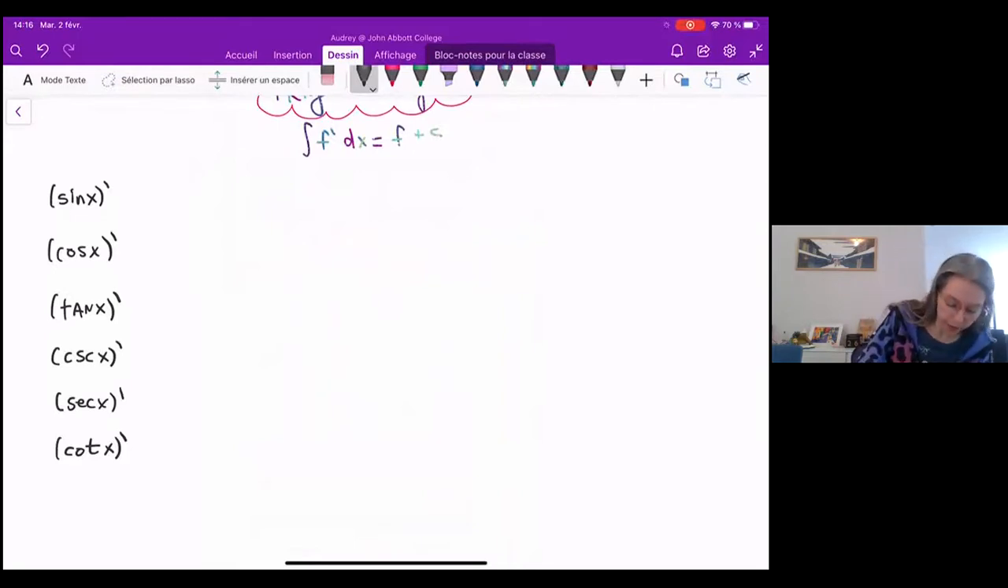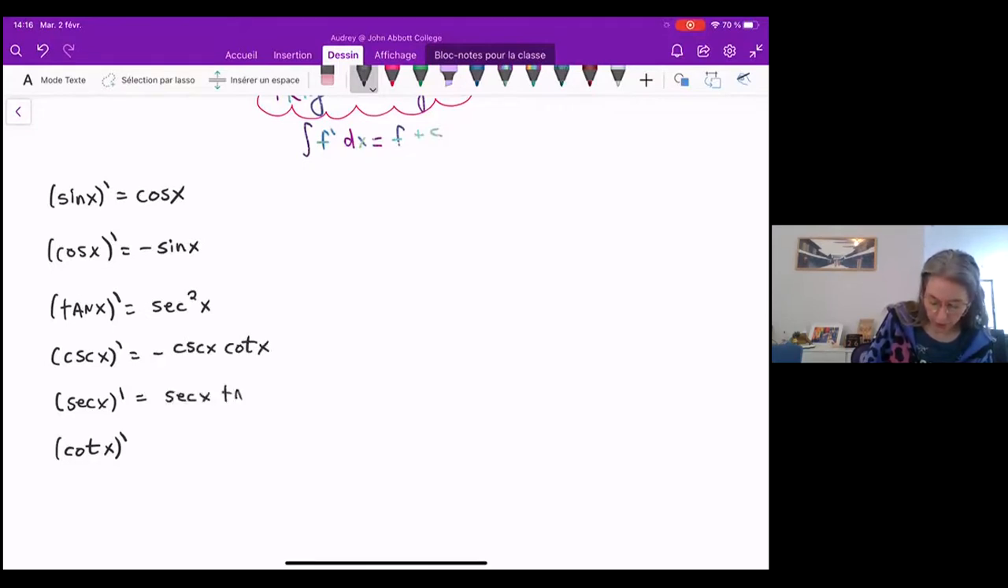All right, now let's fill them in. The derivative of sine is cosine x. The derivative of cosine is negative sine x. The derivative of tangent is secant squared x. Cosecant is negative cosecant x cotangent x. Secant is positive secant x tangent x. And cotangent x is negative cosecant squared x.